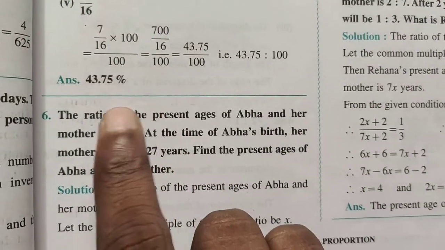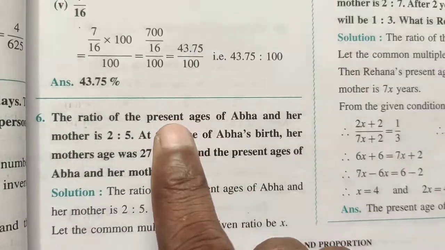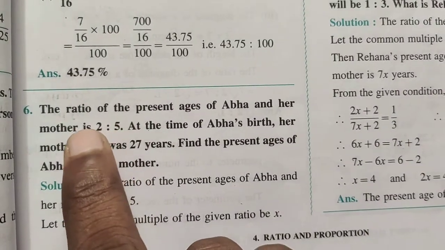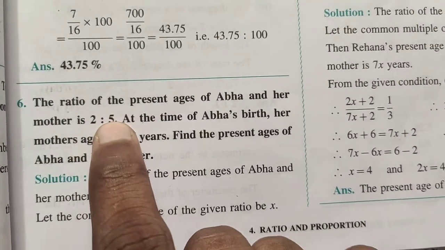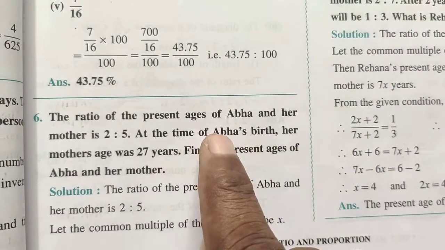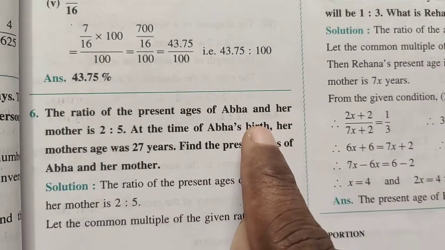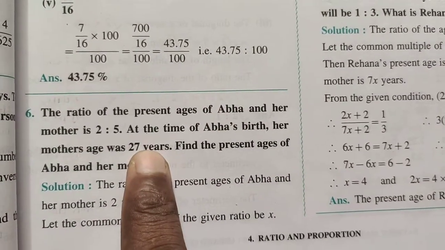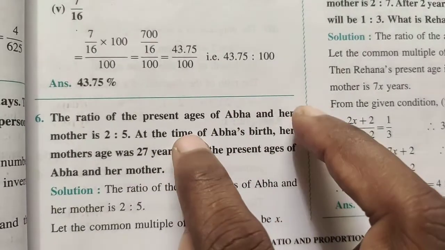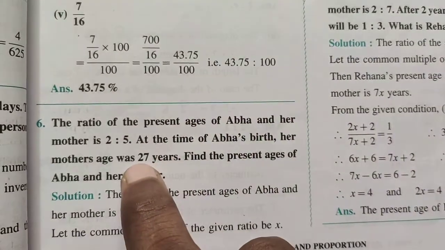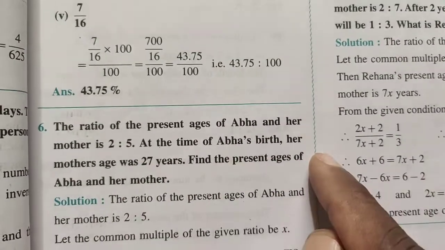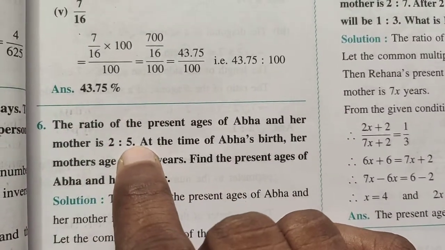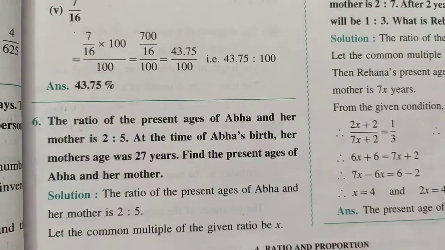See what is the condition written here. Ratio of ages of Abha and mother means Abha is 2 and her mother is 5. This is the ratio of Abha with her mother. Then next condition is what? At the time of Abha's birth means at that time Abha was 0 and her mother's age was 27. Means mother's age and daughter's age, difference of those two is 27, and you need to find out present ages of Abha and her mother. So in this case, first we are going to write this first line as it is. Okay, so let us see.